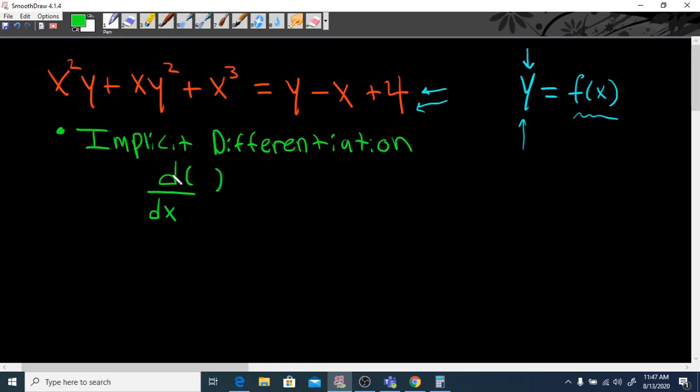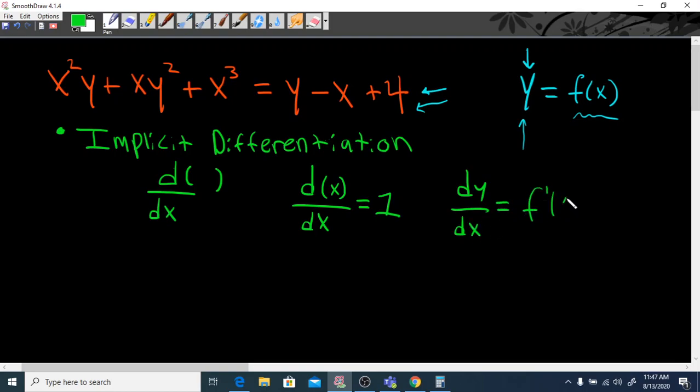This is the derivative operator, and here's something that you should already know: dx is 1. Okay, let's remember that dx is 1. And dy dx, that's literally just the first derivative of f. Getting dy dx is our goal. So let's use all this in conjunction with the rules that we've already learned: product rule, quotient rule, chain rule. And let's see if we can find the derivative of this expression here.